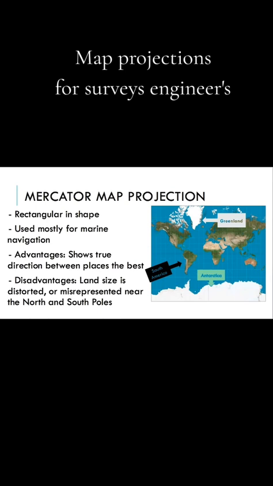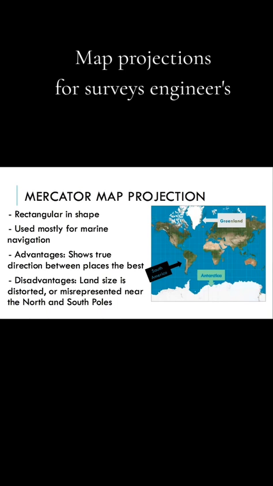As you can see on the right, it is rectangular in shape, and it's used mostly for marine navigation. So if I needed to get from Miami to Mexico, this would be the best one for me to use. Now, why is that? Because the Mercator map projection's biggest advantage is that it shows true direction between places, the best out of all map projections. So if I needed to know the true distance between any two places on Earth, this is going to be the best projection for me.